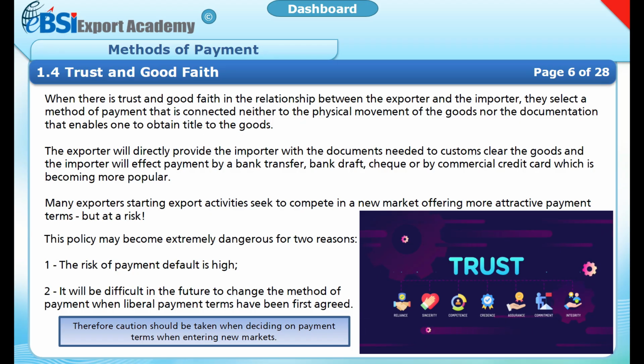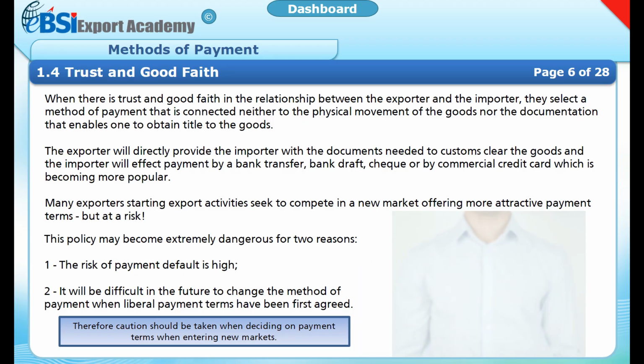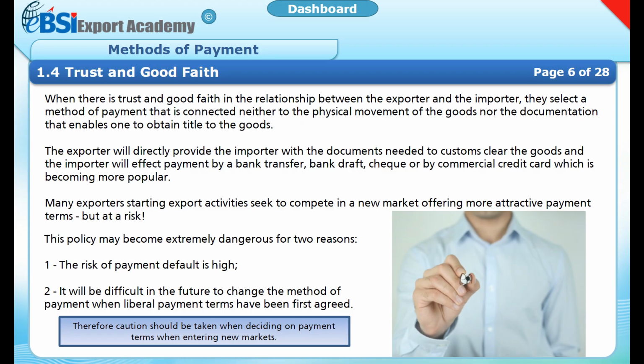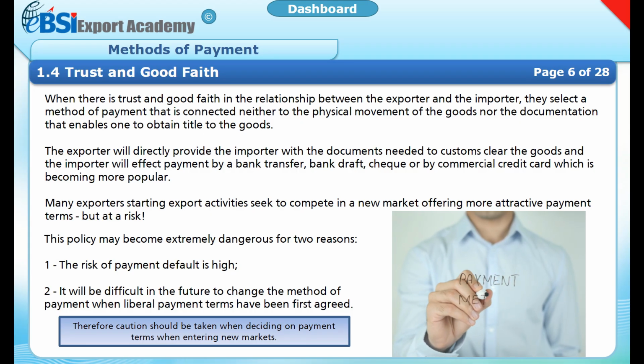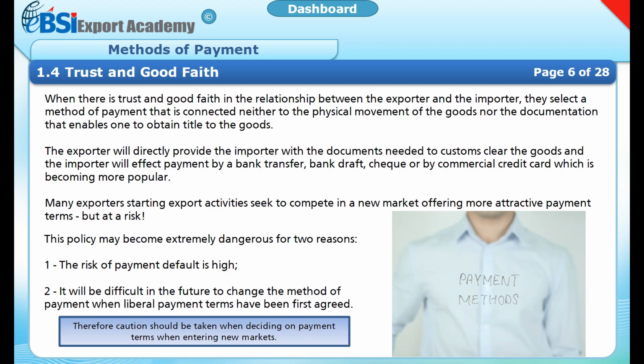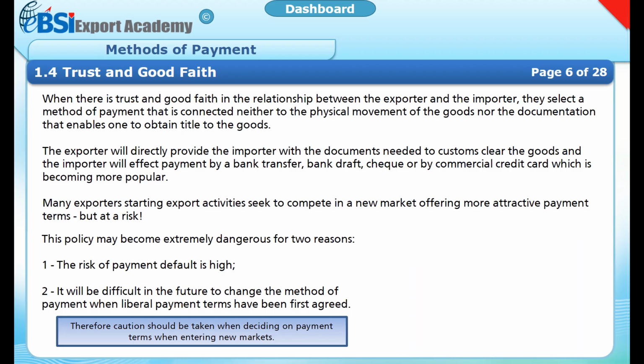Many exporters starting export activities seek to compete in a new market offering more attractive payment terms, but at a risk. This policy may become extremely dangerous for two reasons. The risk of payment default is high, and it will be difficult in the future to change the method of payment when liberal payment terms have been first agreed. Therefore, caution should be taken when deciding on payment terms when entering into new markets.